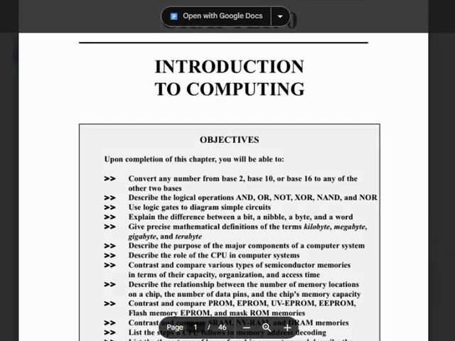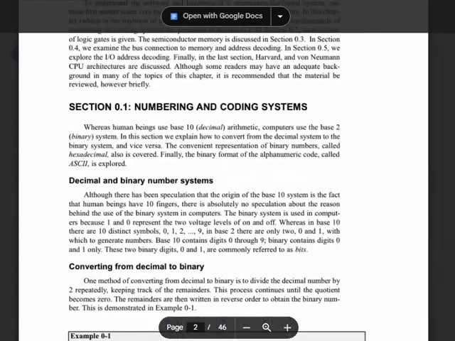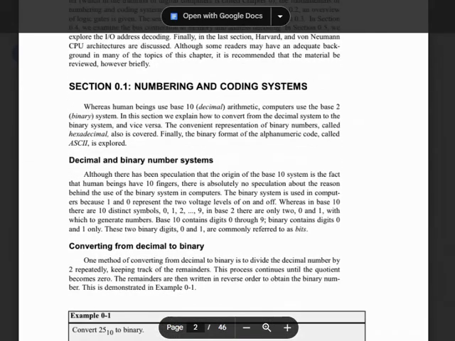So today the topic we're going to discuss is introduction to computing, like how a computer works through a CPU, what is the relationship between the memories in a CPU or in a computer, how do RAM and ROM work, and what are their types. So moving on, first we're going to go to the first section, which is numbering and coding. Whereas human beings use decimal arithmetic, computers use the base binary system.